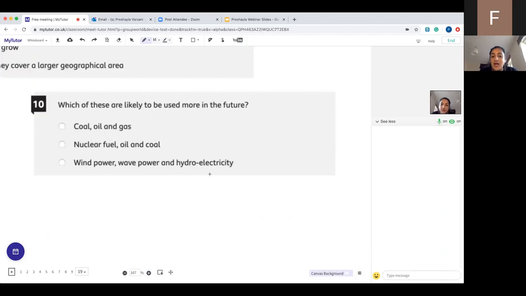Which of these are likely to be used more in the future? Coal, oil and gas; nuclear fuel, oil and coal; or wind power, wave power, and hydroelectricity. And why would those energy resources tend to be used more?